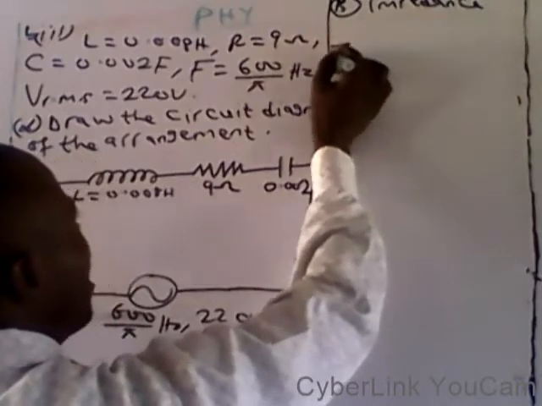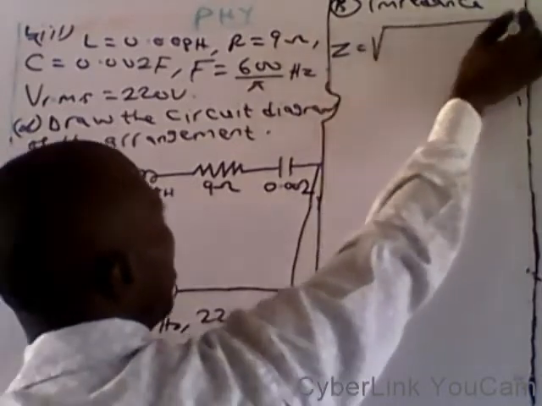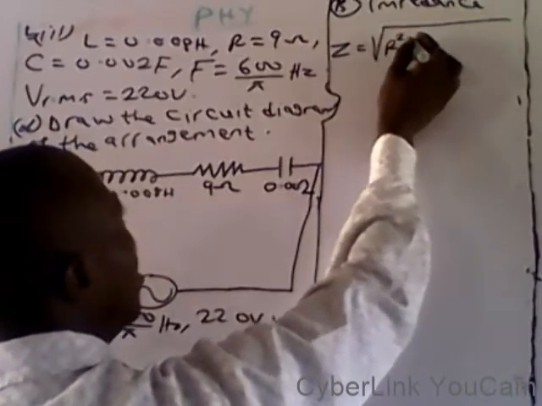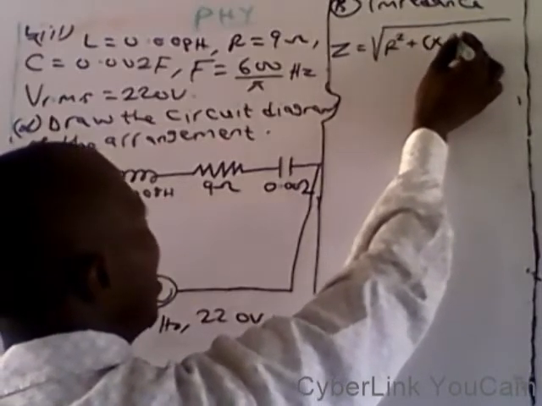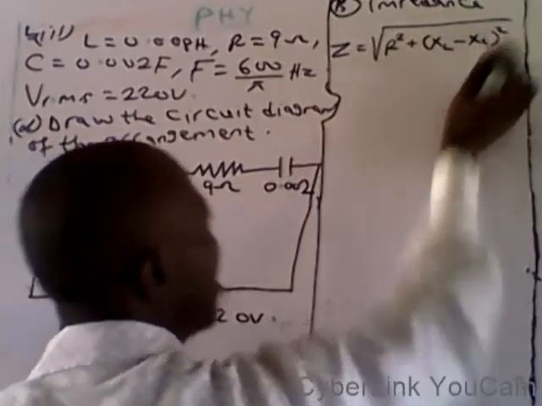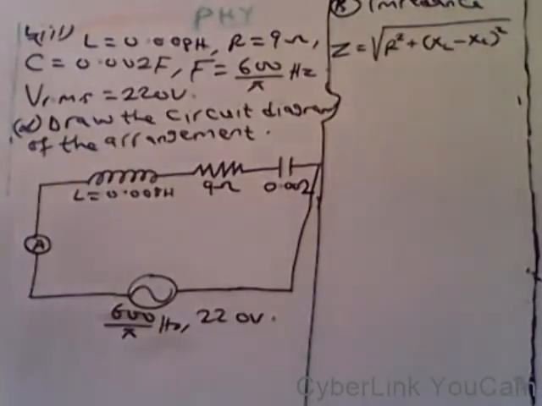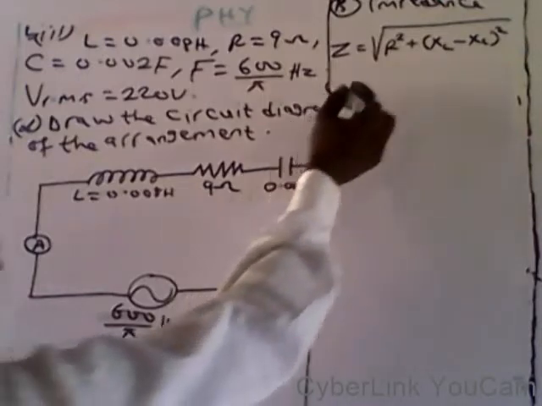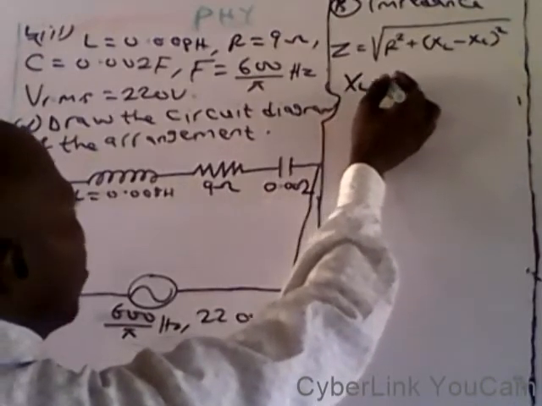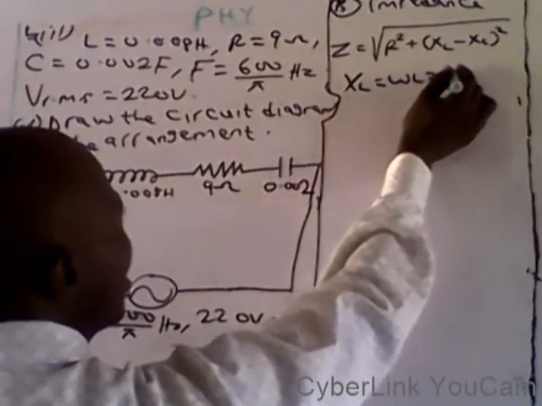Find the impedance. My impedance Z equals square root of R squared plus (XL minus XC), everything squared. So in this case, we need to calculate our XL, we calculate our XC, then we substitute it into that expression.